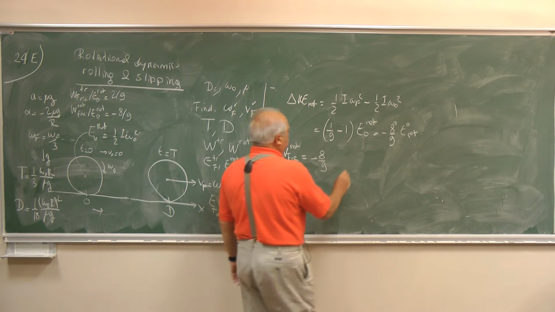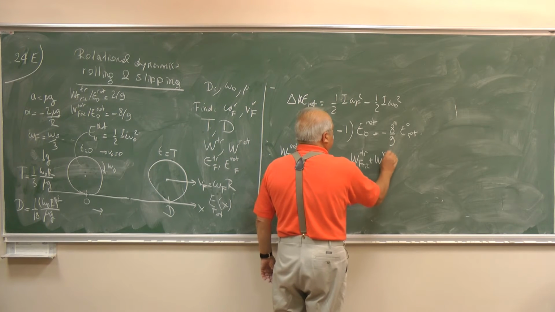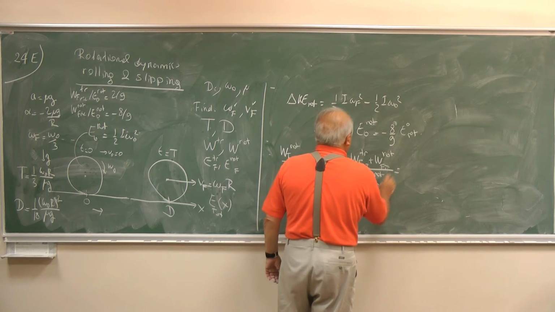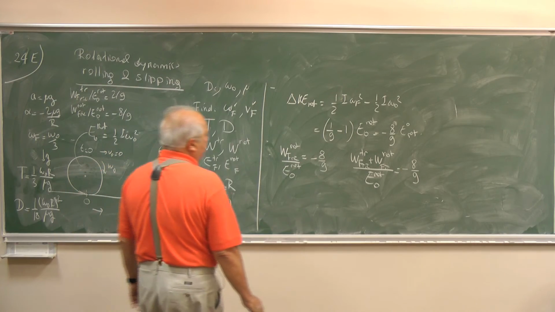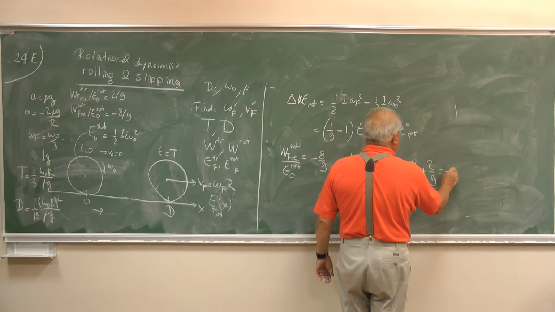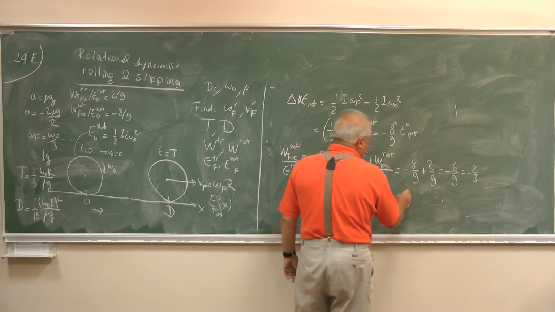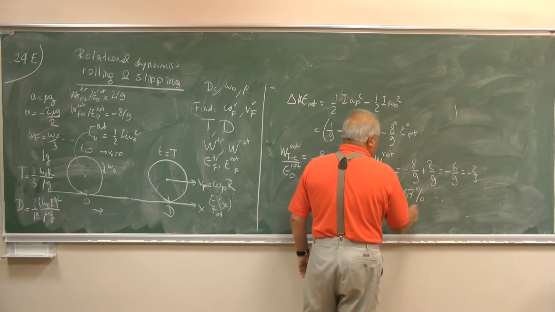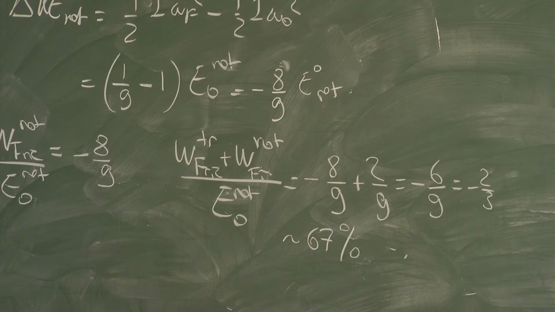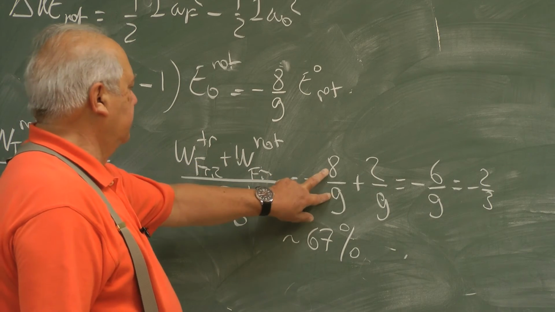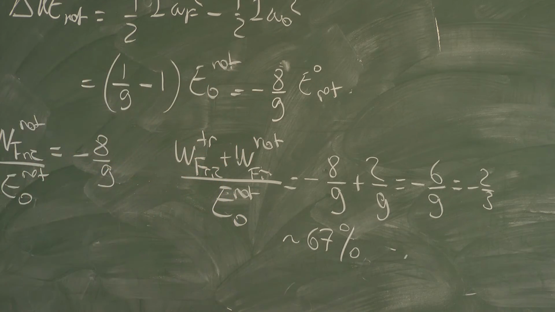Therefore, if we write W friction translation plus W friction rotation divided by E0 rotation, that is minus 8 over 9 plus 2 over 9. That's minus 6 over 9, or minus 2/3. That is, friction essentially wastes about 67%, since 2/3 is roughly 67. 67% of the initial energy is wasted, but it is divided into 2. In the rotation it does negative work, and in the translation mode it does positive work. But the sum, of course, is again negative. All right.